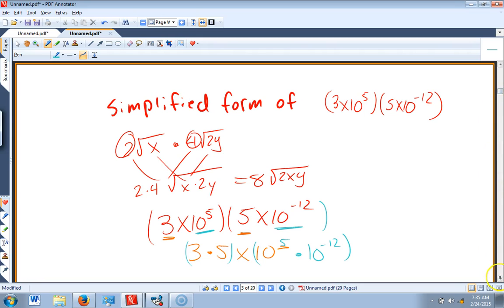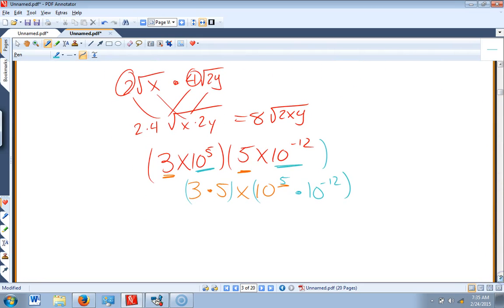Well, using our exponent rules, we can simplify this by adding the exponents because we are multiplying like bases. So we're adding the exponents. The other way you could do this is put it in your calculator. That works well too. Okay, but we're going to do 10 to the 5 minus 12 because it's 5 plus negative 12, which gives us negative 7. So this is going to be 10 to the negative 7th.